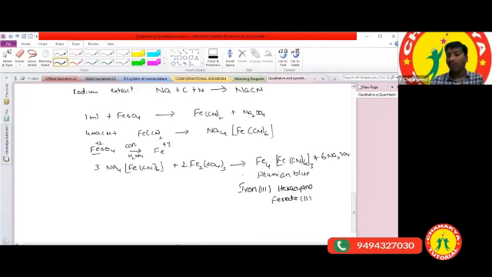This we can also call ferrocyanide. But the IUPAC name is iron(III), where 3 is the oxidation state of the iron. The oxidation numbers are written in closed brackets, and the remaining part is the IUPAC name. Now you have the clarity. Whenever you get a Prussian blue color precipitate, that indicates the presence of nitrogen.